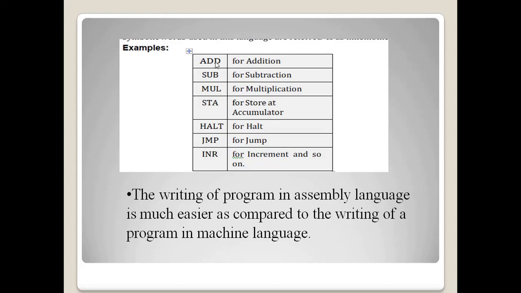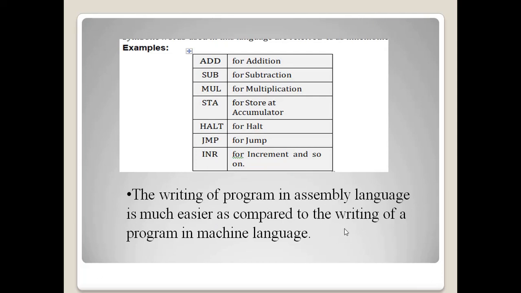Each and every mnemonic has its own meaning here. ADD is used for addition. SUB is used for subtraction. MUL is used for multiplication. STA is for store at accumulator. Accumulator is the memory. HALT is used to halt. JMP is to jump the instructions. And INR means increment.